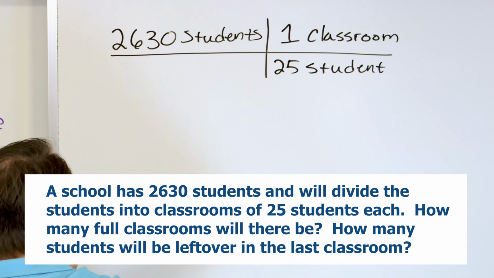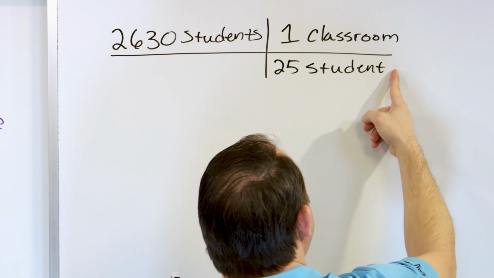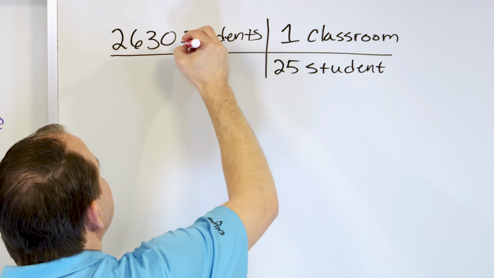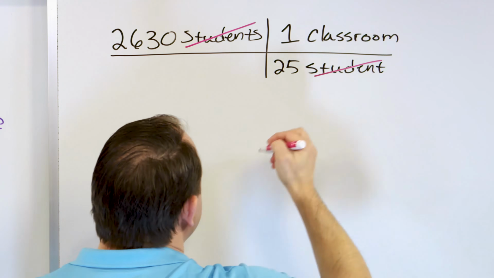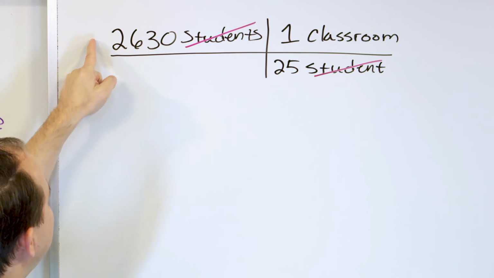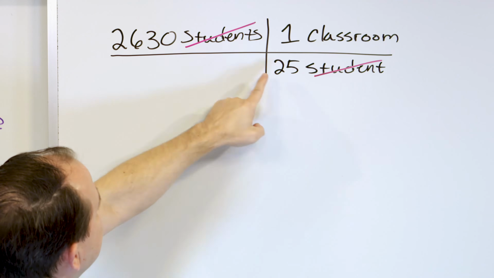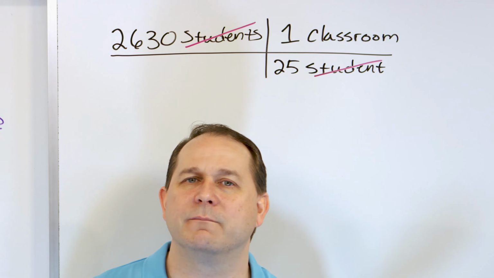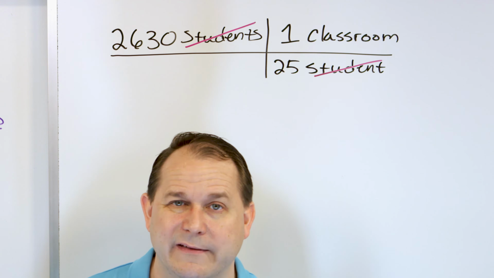Why did we write it like this? We could have flipped it over with classroom on the bottom and student on the top, but if we did that, nothing would cancel. This is the only way the students cancel, you see? And now you know that you have to divide because you have this on the top and this on the bottom. We do have to multiply by 1, but as before, multiplying or dividing by 1 does nothing.